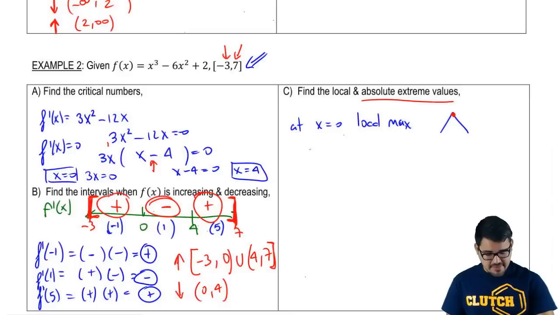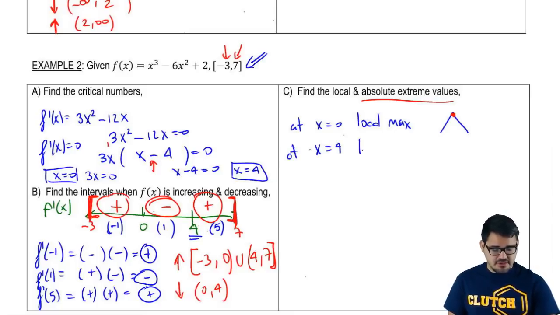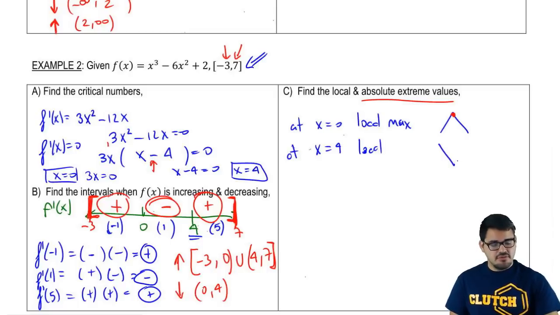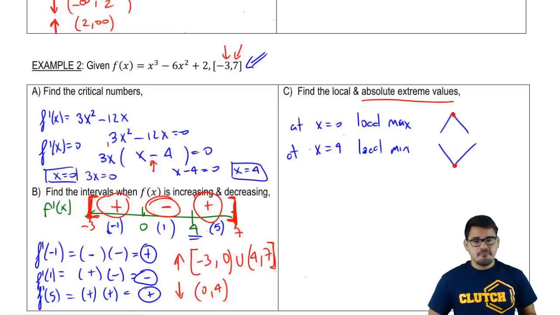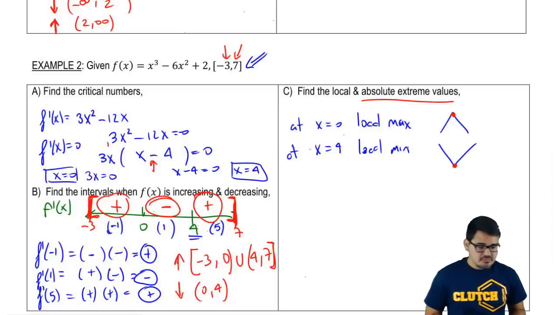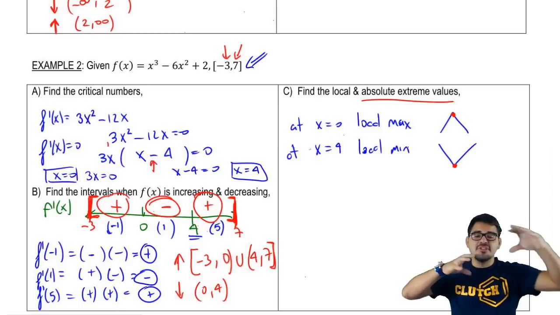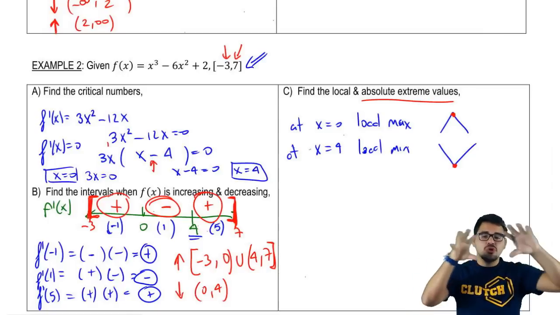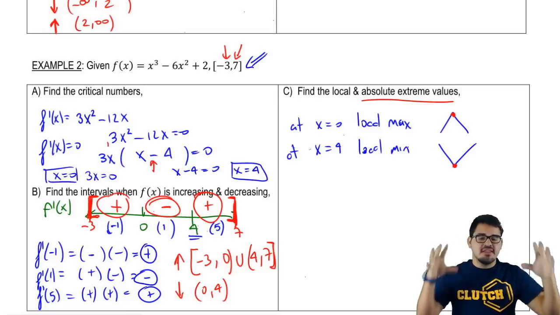And then we're going to see what's happening here at 4. At x equal to 4, we're going from decreasing to increasing. That looks to me like a local min, right? It looks like a local min because here's what's happening in between, in between my extreme values. This is happening locally, which means in between the endpoints.